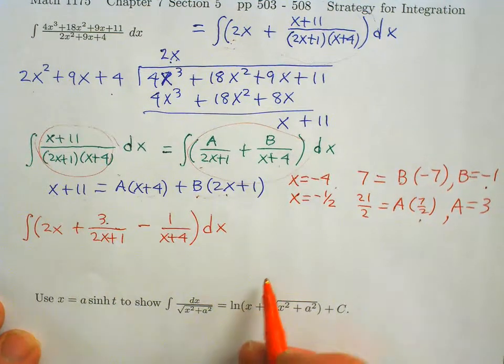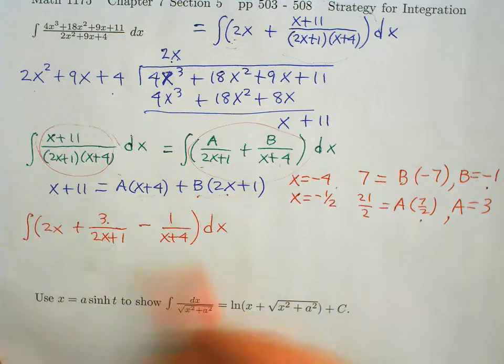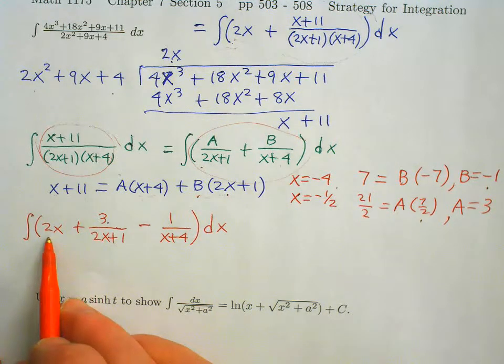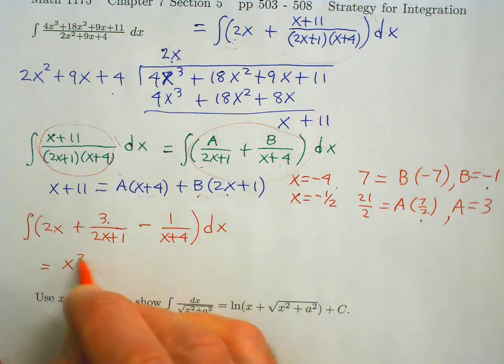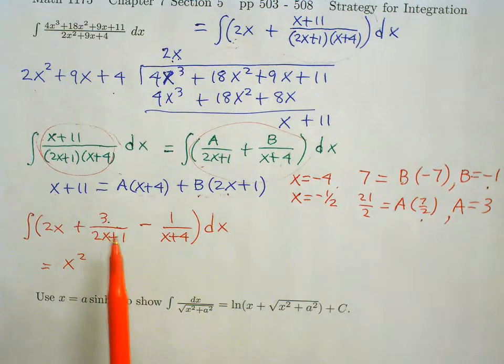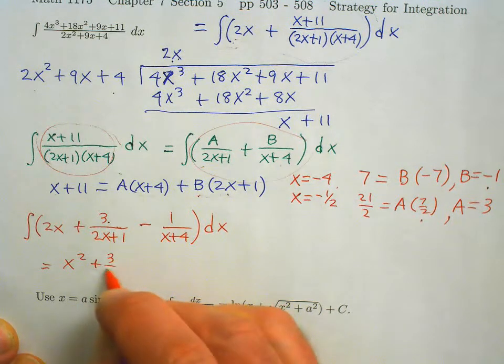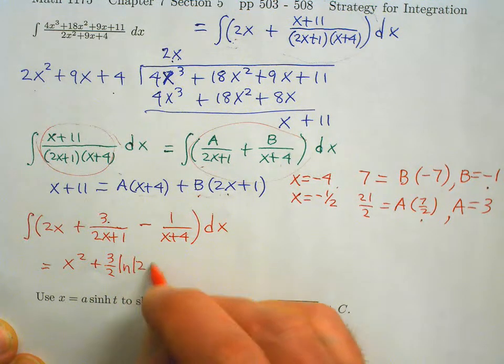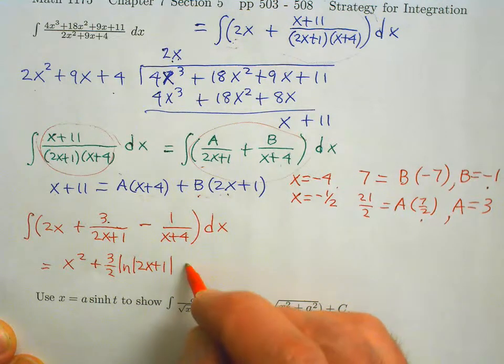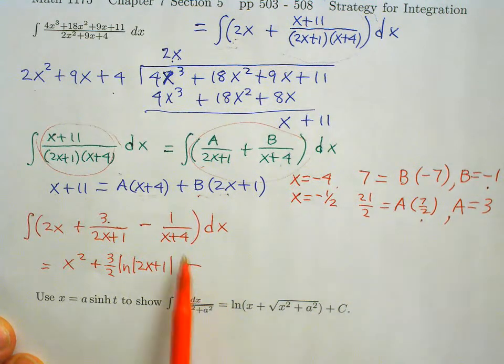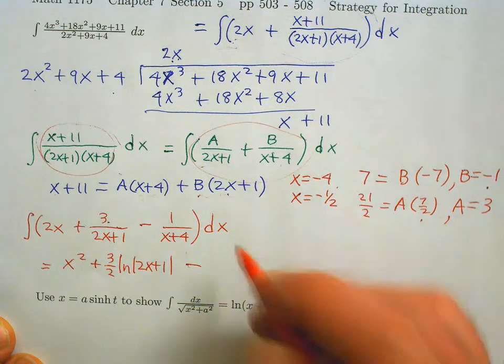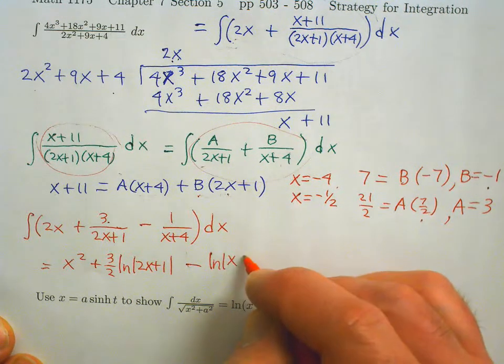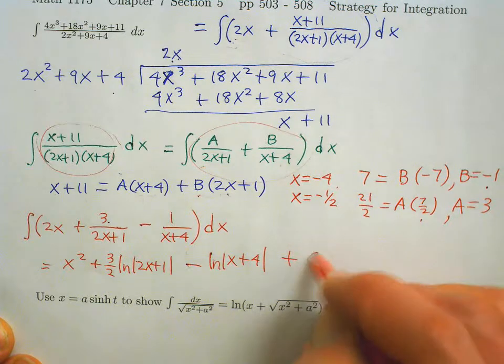And now we can compute the indefinite integral. The antiderivative of 2x is x squared. So on this one, think of 3 over 2x plus 1 as 3/2 times 2 over 2x plus 1. So this will become plus 3/2 times the natural log of 2x plus 1. And then minus the antiderivative of 1 over x plus 4 is just minus the natural log of the absolute value of x plus 4 plus a constant.